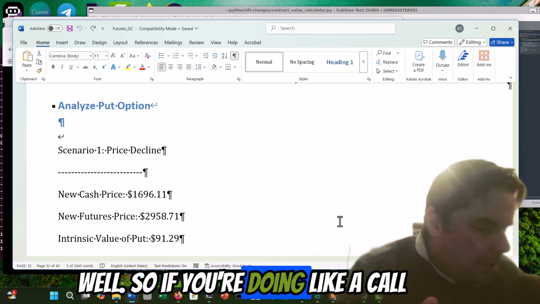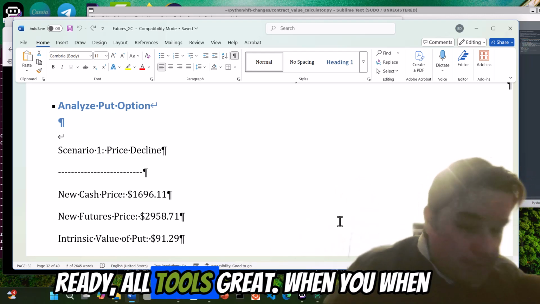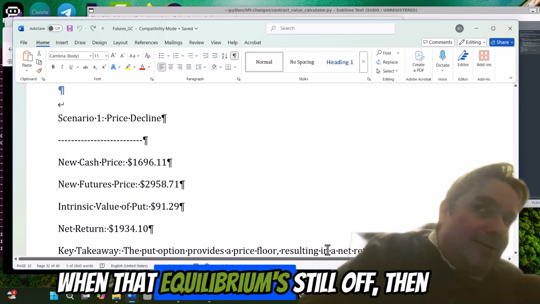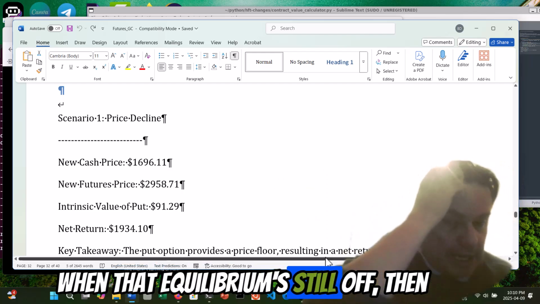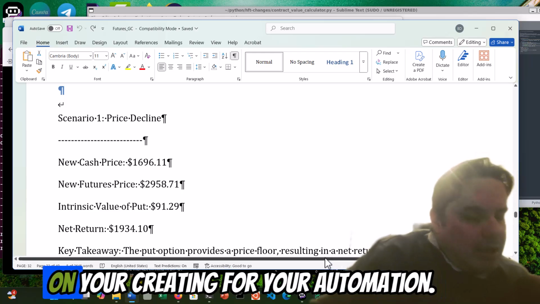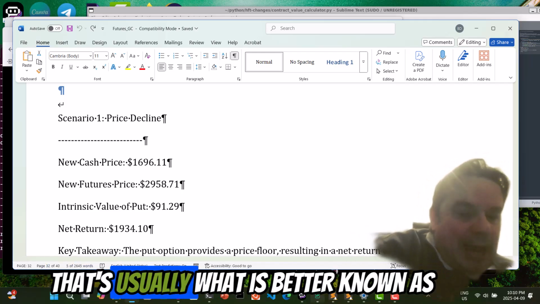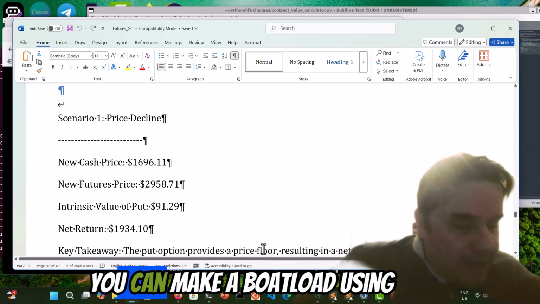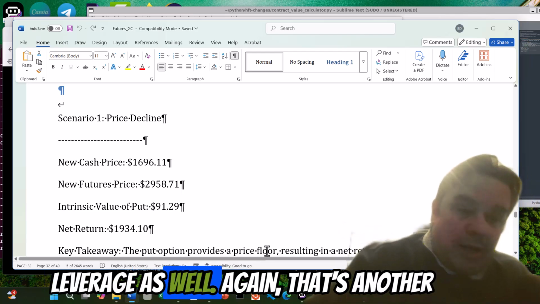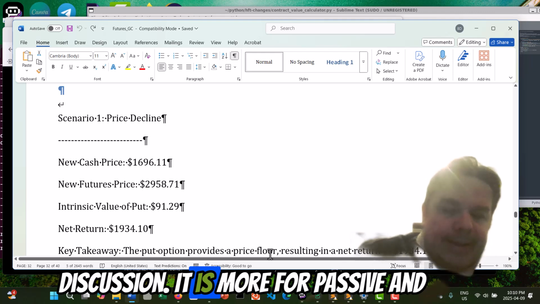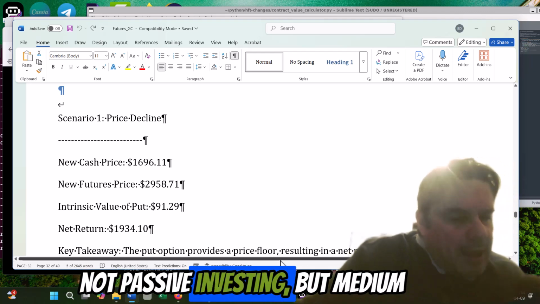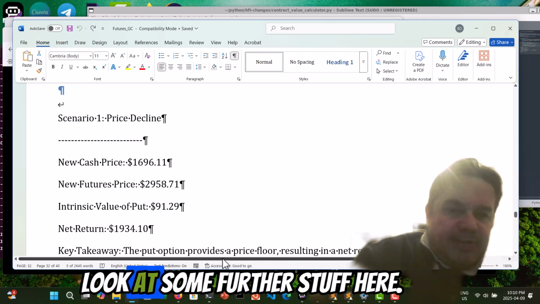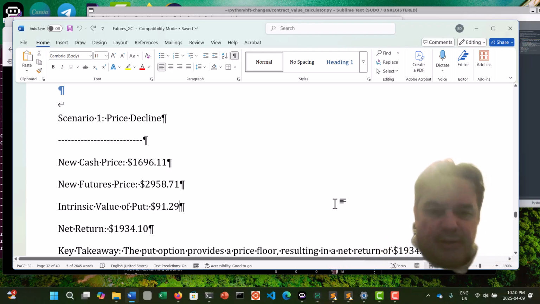So if you're doing something like put-call parity, volatility is great because when that equilibrium's thrown off, then basically those are trading opportunities. But you have to be very quick on your trading through your automation. That's usually what is better known as high frequency trading. And if you're a market maker thrown on top of that, you can make a boatload using leverage as well. Again, that's another discussion. Here is more for passive, and not passive investing, but medium frequency type of investing. So let's look at some further stuff here.